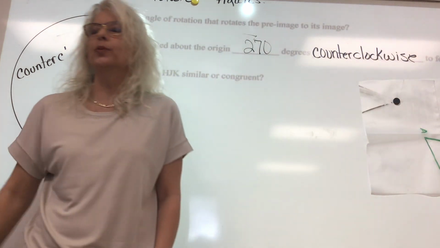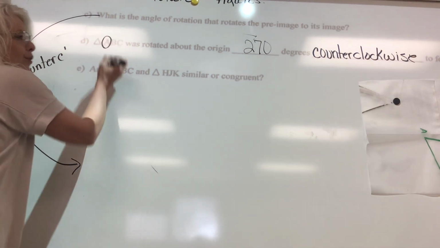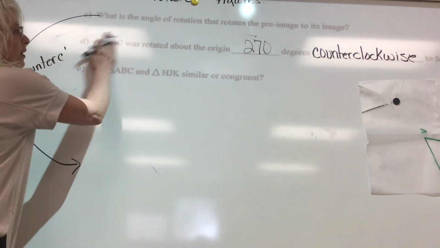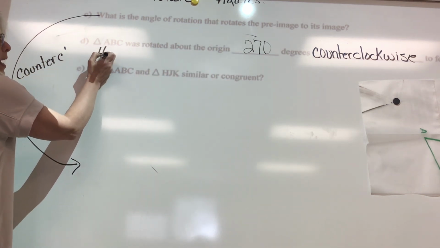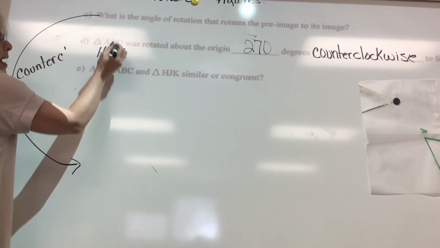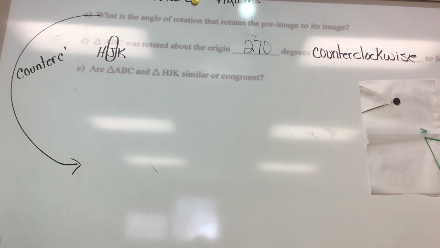Put your pencils down. To find out which point is the image, A is listed first. Well, I'm just going to cheat. What is the image name? HJK. B and J are both in the middle, correct? So that means the image of B is J. Apparently some of you forgot that.